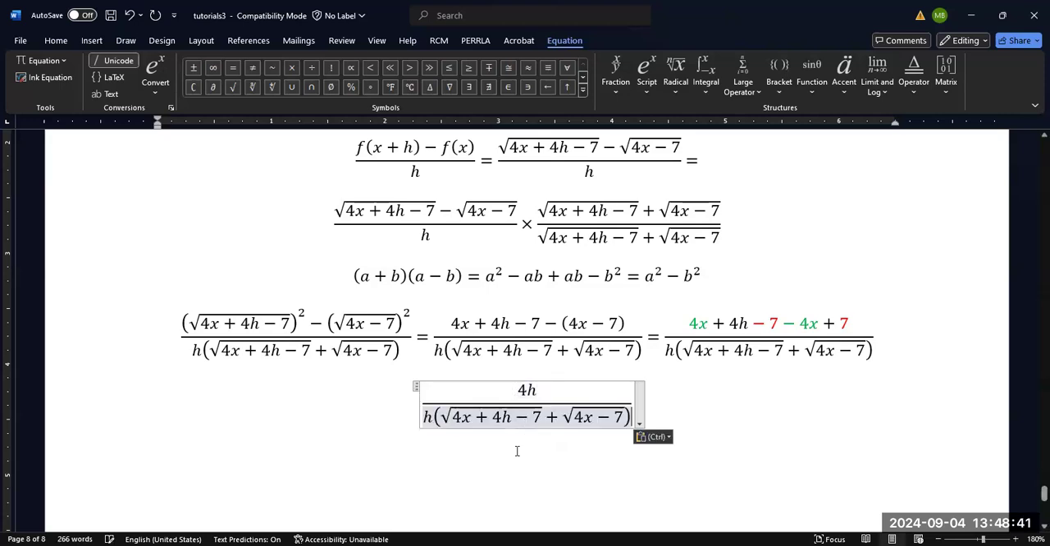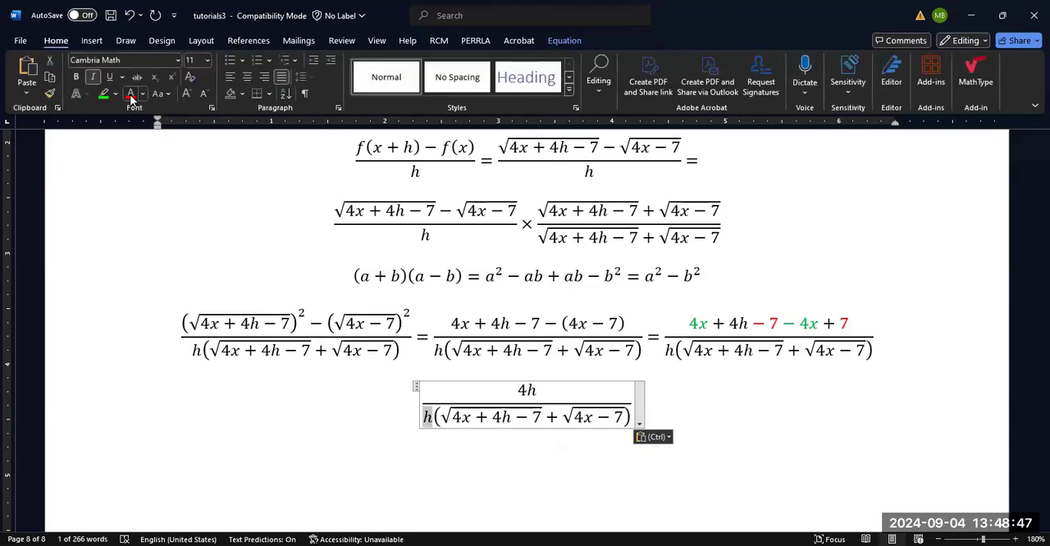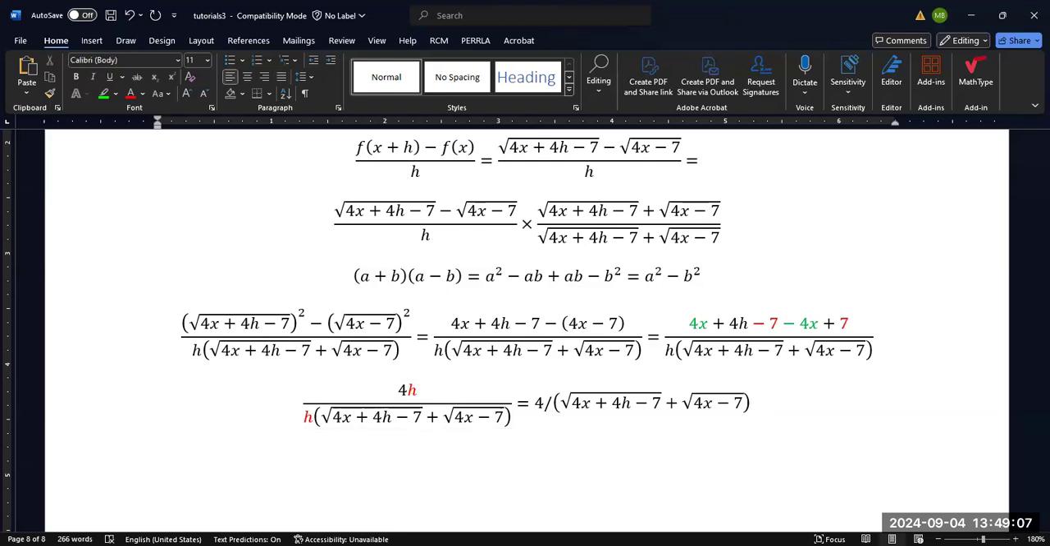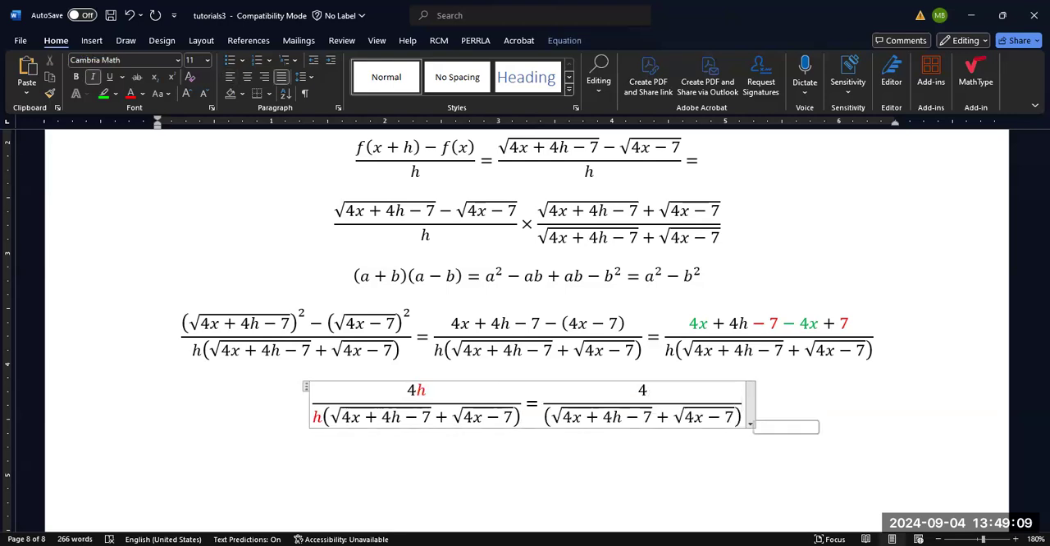And in the denominator, it's going to be this whole thing. But I've now got h and h, and so those can cancel. And I'm going to be left with, the h is going to disappear. There we go.